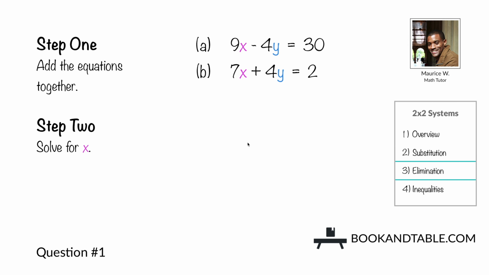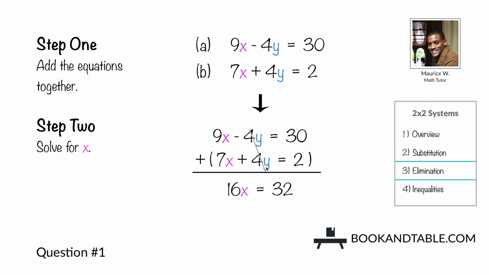Question number 1. Since our y terms have coefficients that are equal with opposite signs, we'll eliminate y first, since we can do so by adding the equations together. Negative 4 plus 4 would be 0, so that would allow us to eliminate y, leaving us with 9x plus 7x, which is 16x, and 30 plus 2, which is 32.